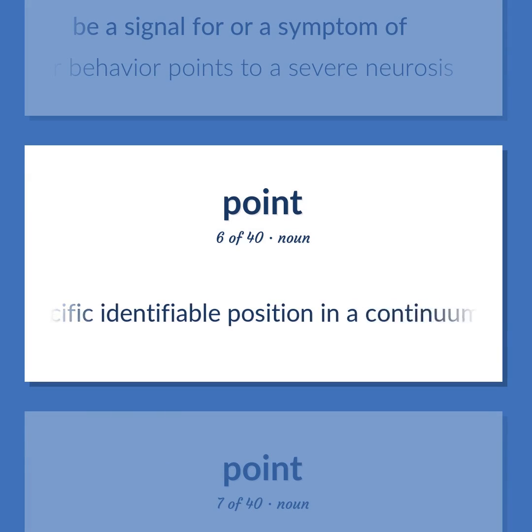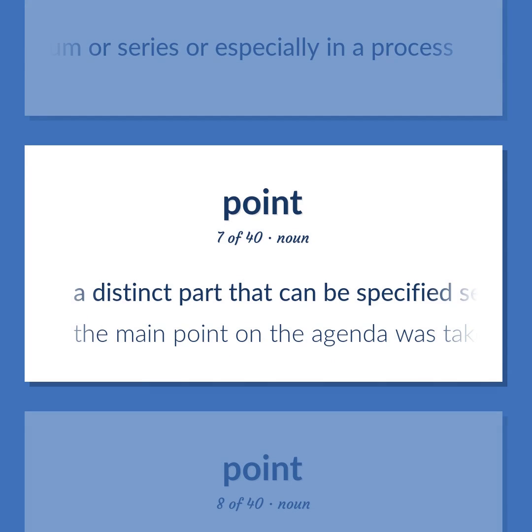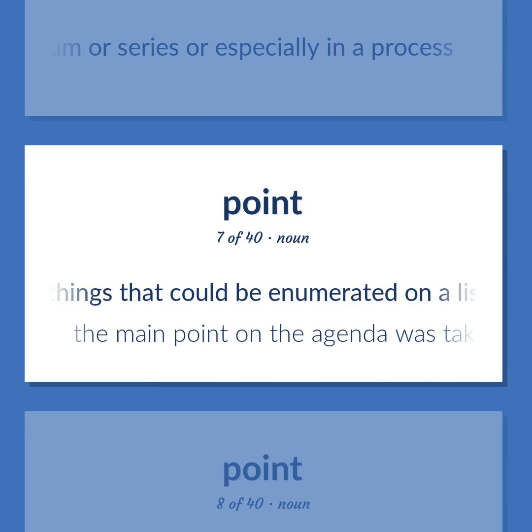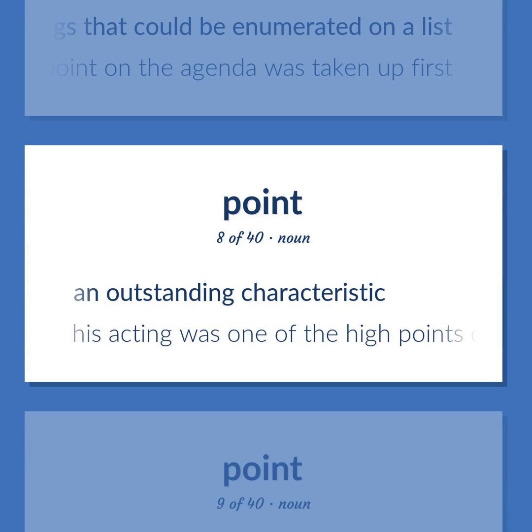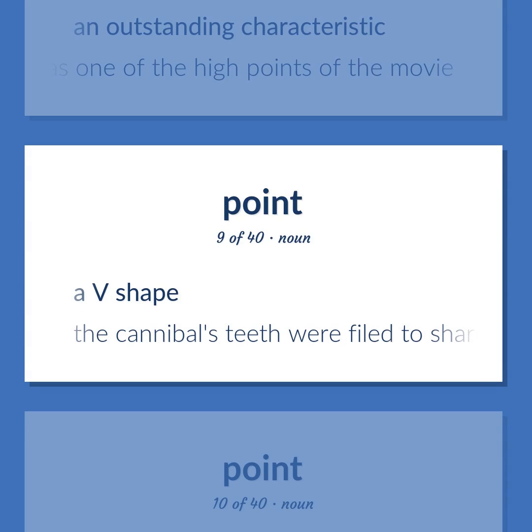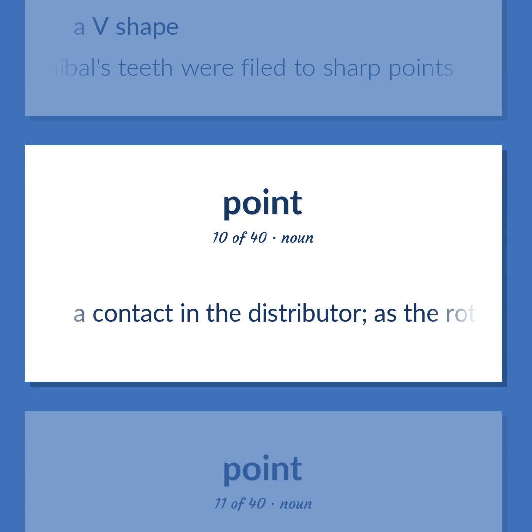A specific identifiable position in a continuum or series or especially in a process. A distinct part that can be specified separately in a group of things that could be enumerated on a list. The main point on the agenda was taken up first. An outstanding characteristic. His acting was one of the high points of the movie. A V shape. The cannibal's teeth were filed to sharp points. A contact in the distributor, as the rotor turns its projecting arm contacts them and current flows to the spark plugs.